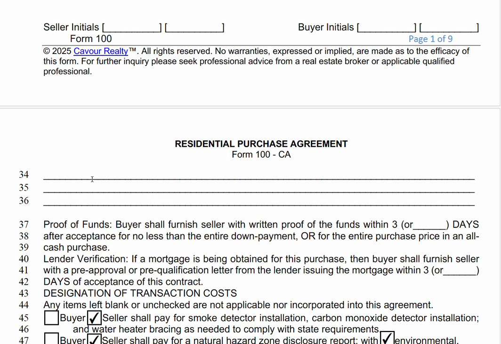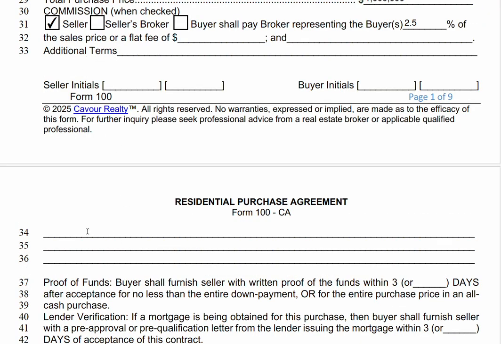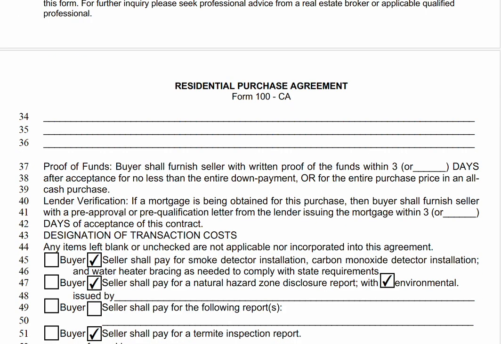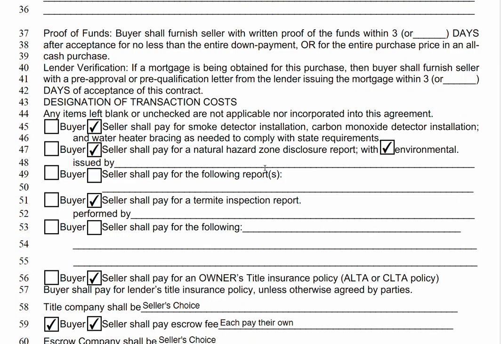And this is more auxiliary space. If this isn't enough for additional terms, you can just write it in here. Proof of funds, by default, delivered within 3 days. Same with lender verification, pre-approval letter. You don't need to do anything here. Just leave it as it is.